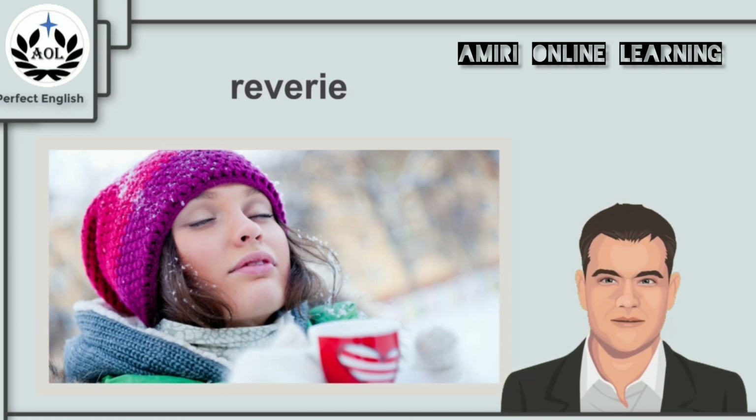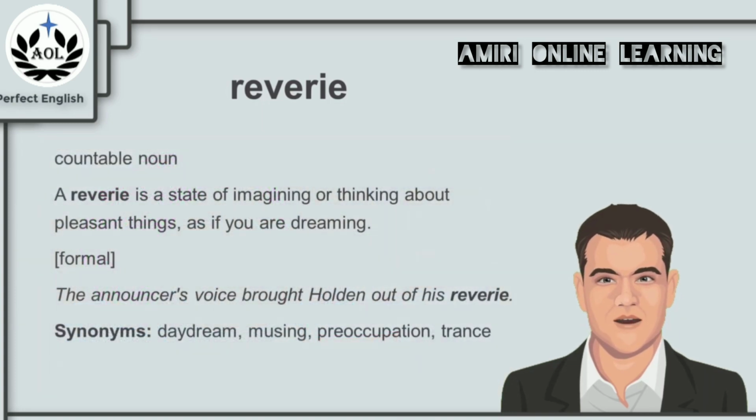Now if you take a look at this image, you can see that this woman is drinking her cup of coffee or tea, and she has her eyes closed, thinking about something else. She's definitely not thinking about the place where she is. Maybe it's like daydreaming, dreaming about being somewhere else or doing something else, who knows. But how does that relate to the word reverie? Does it relate to the idea of drinking coffee or closing your eyes or dreaming? Let's find out. A reverie is a countable noun.